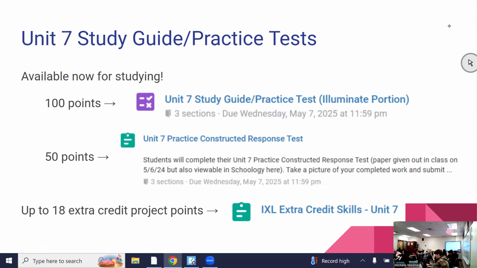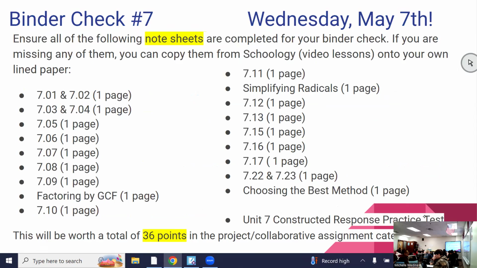Some people, the reason why their letter grade is not where it should be, there's people that are doing better on the tests, but because they have a bad project grade, they're down the whole letter grade. If you need to make up those project points, do the extra credit IXL skills for Unit 7. It'll help prepare you for the next test, and it'll make up for those lost points. So there's that. We're about halfway through, maybe a little more than halfway through.